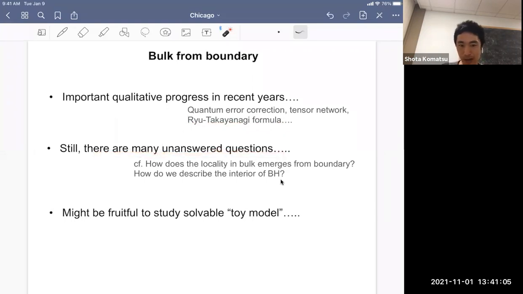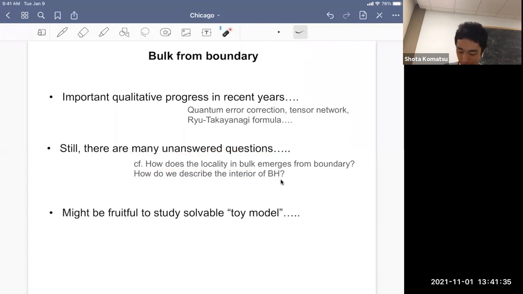For example, we still don't have a very sharp answer to the question, how does bulk locality emerge from the boundary? Especially if you take the limit when the gravity becomes almost classical, there is an approximate notion of locality in the bulk. There has been some development of understanding, but we don't have a very sharp answer to this question. And a much more difficult question is how do we describe the interior of black holes?